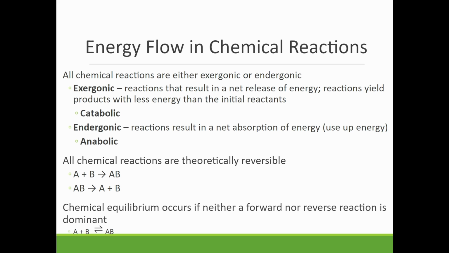And even though we generally write chemical reactions as going one way, they are actually theoretically reversible as long as the situations and all the components that need to take place are present. As long as you have enough reactants or products, or vice versa, they're all theoretically reversible. Enzymes also play a role. The chemical equilibrium can occur if neither a forward nor reverse reaction is being favored or more dominant. So usually we do see one over the other.